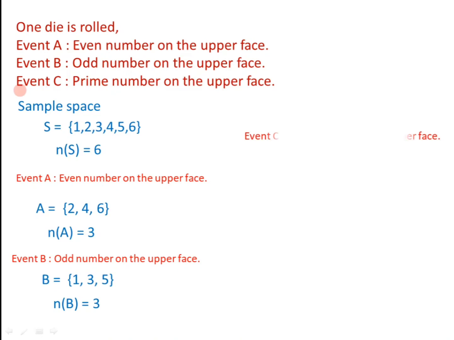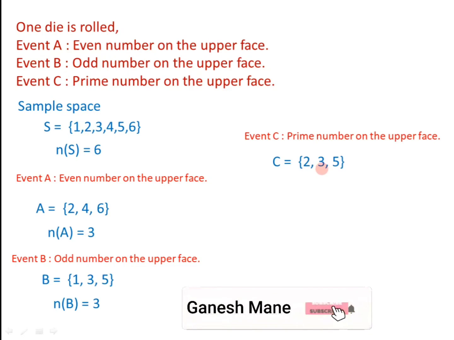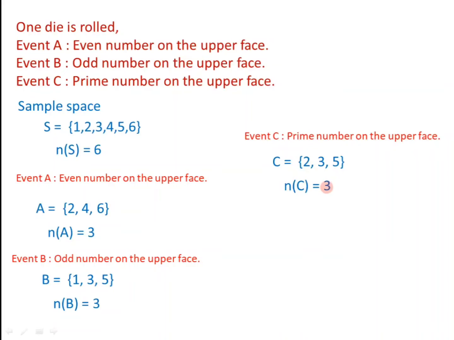Now the third event is event C, prime number on the upper face. Now we have to find prime numbers from the sample space. As we know that 1 is not a prime number, the smallest prime number is 2. So we should have in set C 2, 3 and 5, because these are the only prime numbers amongst 1 to 6. That's why in set C we get elements 2, 3 and 5. Therefore n of C is equal to 3, as there are 3 elements in this set. So these are the events and the number of sample points in those events.